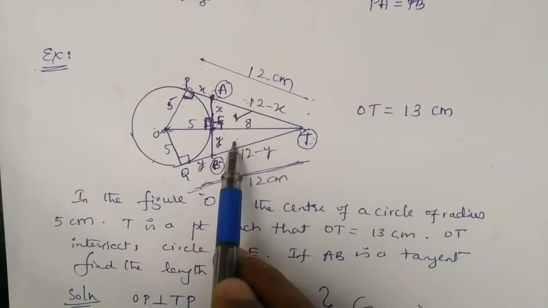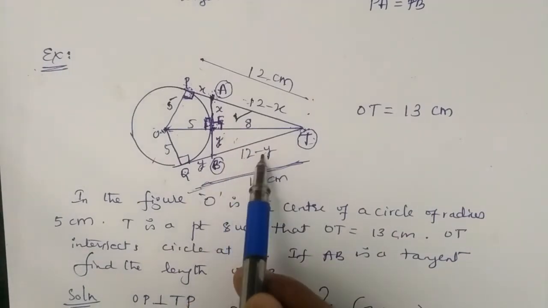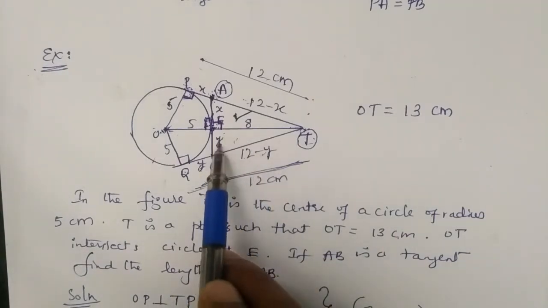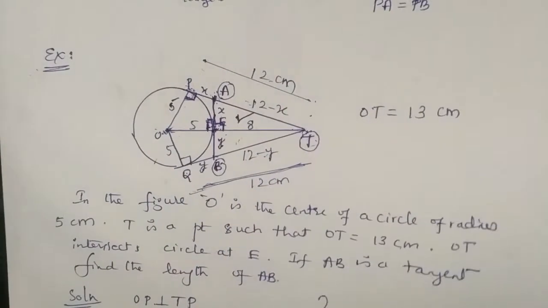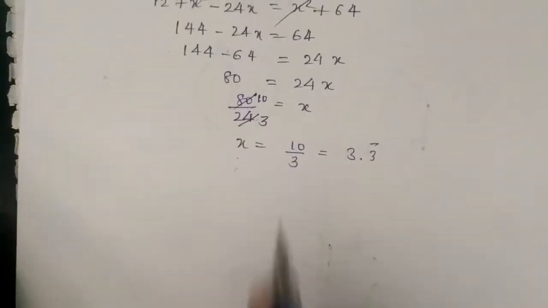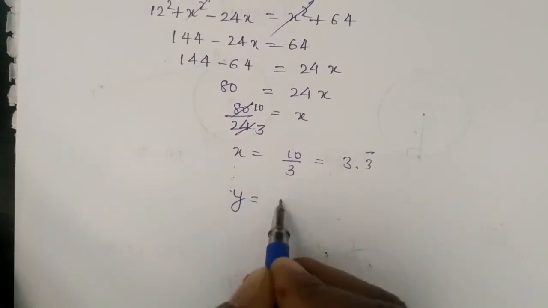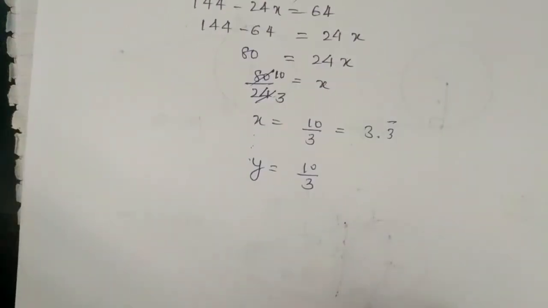So this triangle also, similarly, is the same thing: (12 minus y) whole square is equal to y square plus 8 square. We'll follow the same thing. We get the y value also the same, because both the triangles are congruent triangles. The y value also will be 10 by 3 only, at last.